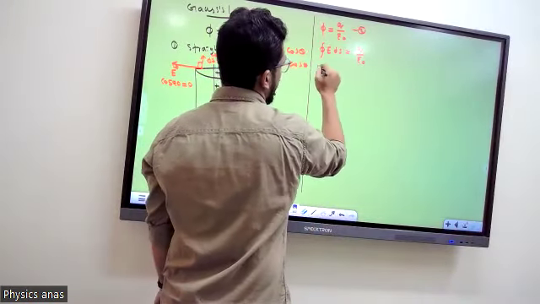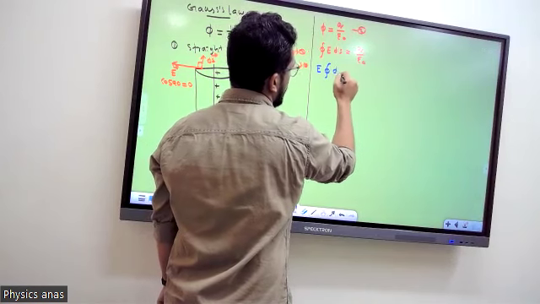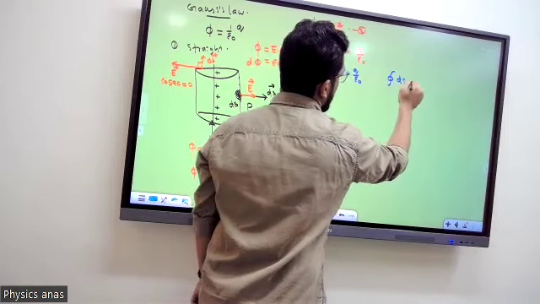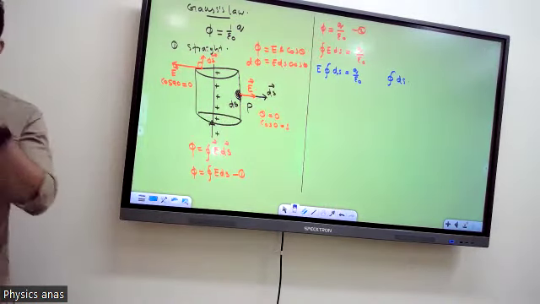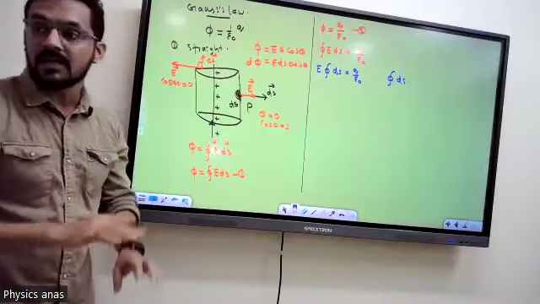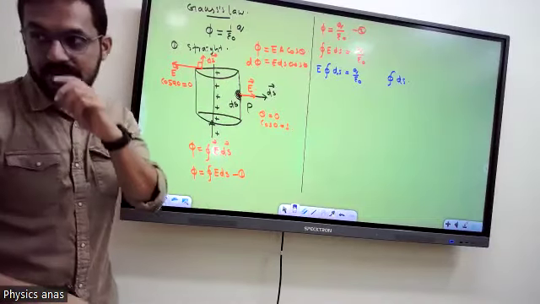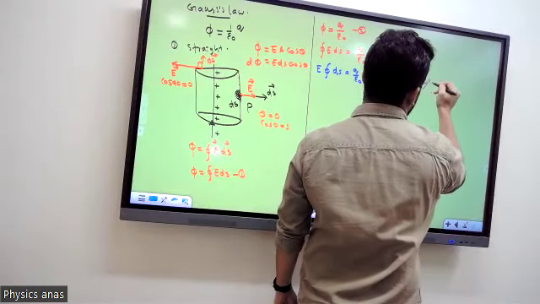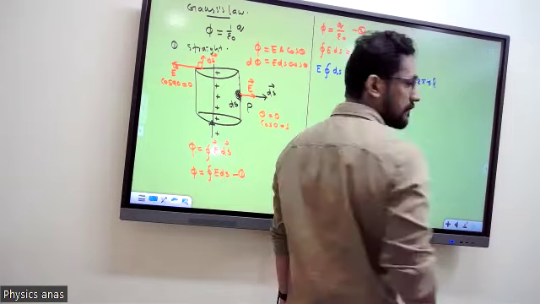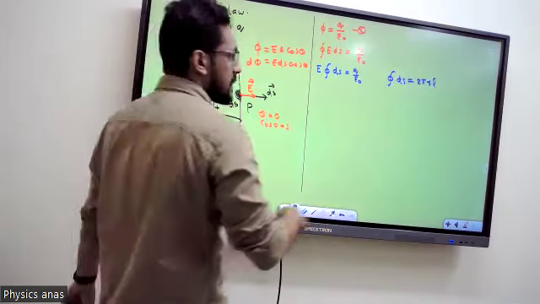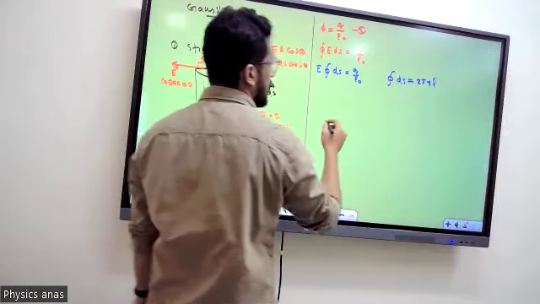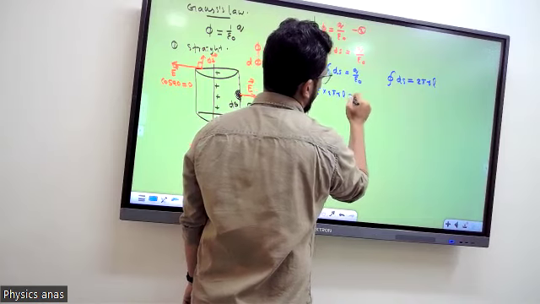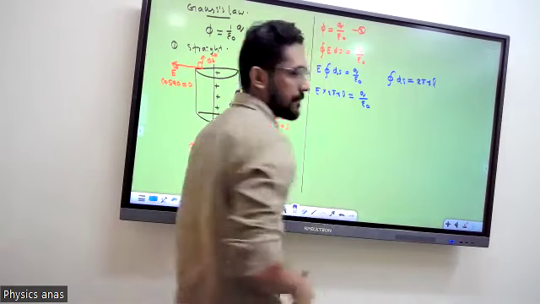E is a constant, so you can take it out of the integration. E times integral ds is equal to q by epsilon naught. Integral ds is the whole surface area of the curved surface. The curved surface area of the cylinder is 2 pi R L. So E into 2 pi R L will be q by epsilon naught.